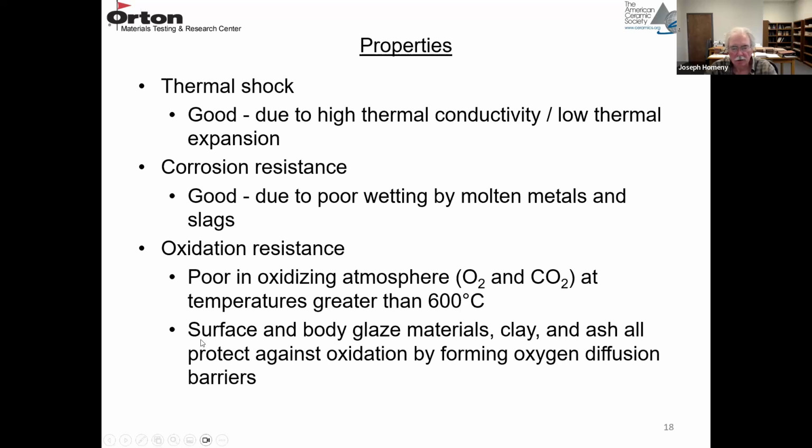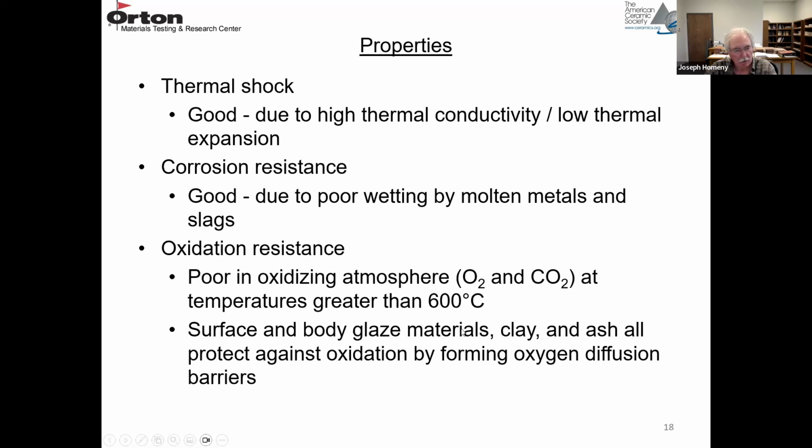So you have to protect these materials. Surface and body glazes. We mentioned a clay graphite mixture. And actually, if there's a lot of ash in the material, well, that will basically melt at higher temperatures to form a glass and also form an oxidation barrier. So adding a glaze on the surface, using clay in the matrix, or the ash that's contained in the carbon can all form oxidation barriers.